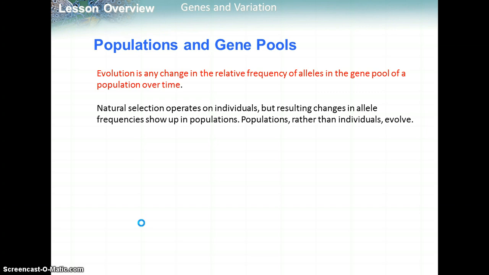Evolution is any change in the relative frequency of alleles in the gene pool of a population over time. Because again, evolution is another way of saying change. Natural selection operates on individuals, but resulting changes in allele frequency show up in populations. So populations, rather than individuals, evolve.